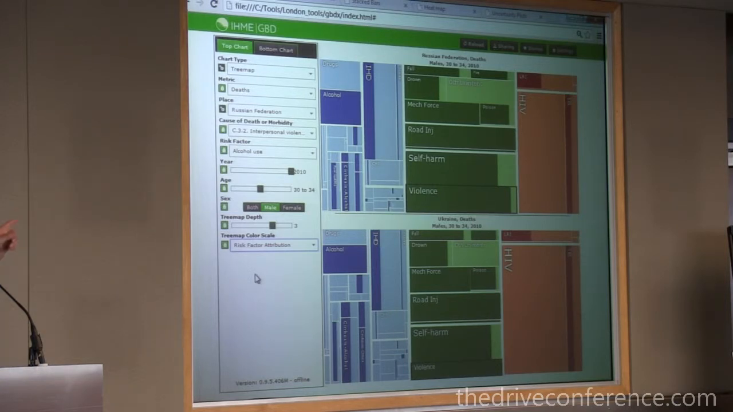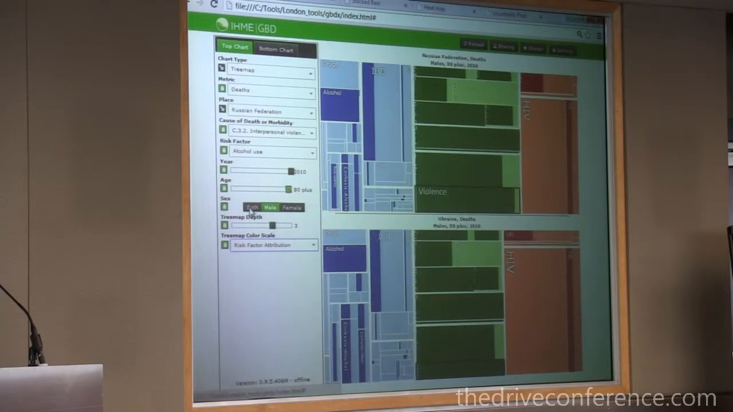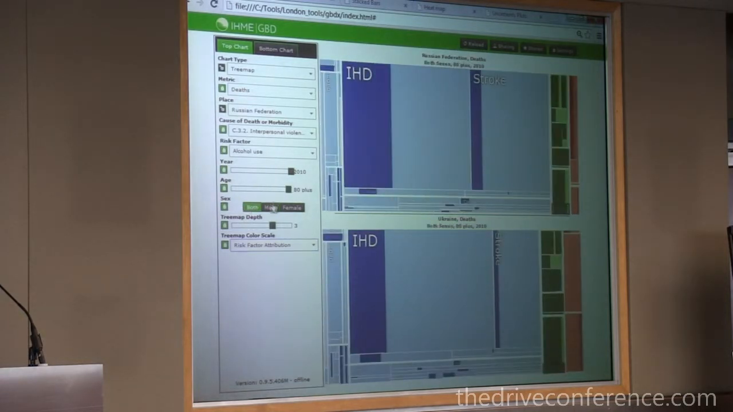This shows you the tree map of the causes in these countries based on deaths, and then the contribution of alcohol to the burden in these diseases, which is just huge in the Russian Federation, right? And that's, again, 30-year-old males. Maybe that's not fully representative, and we should go back to both sexes and all ages.